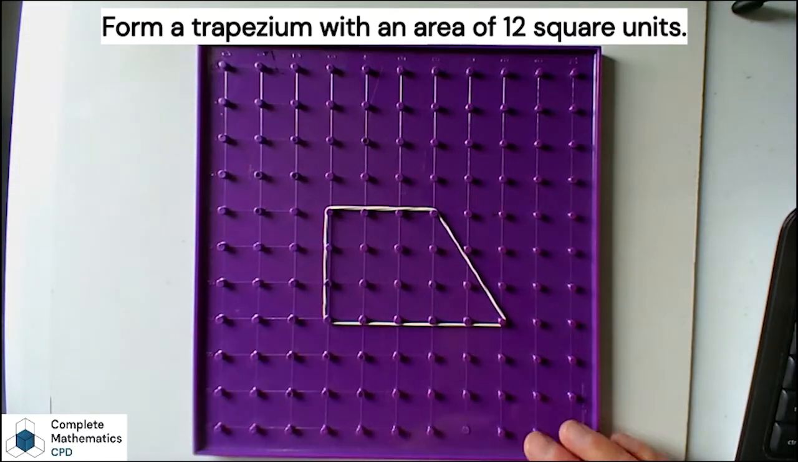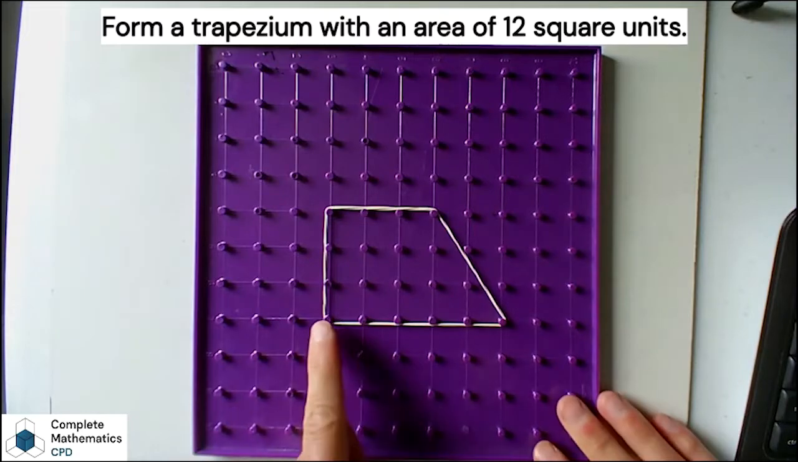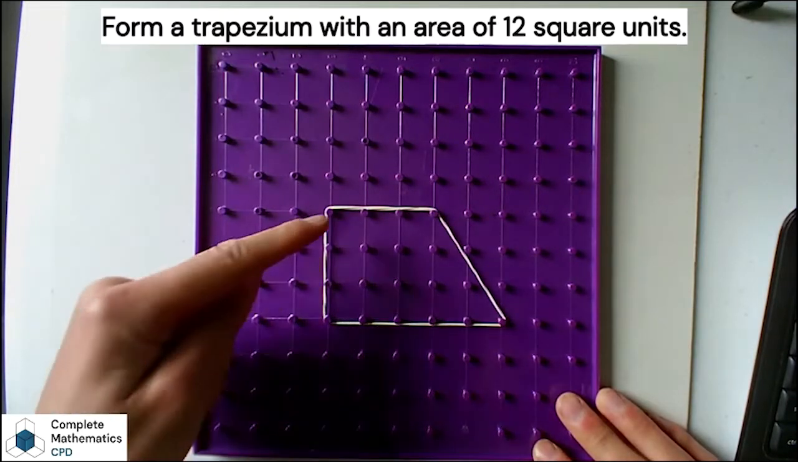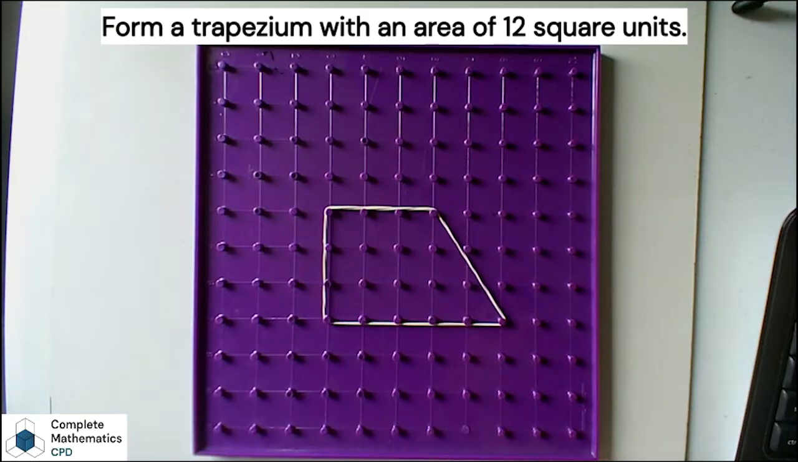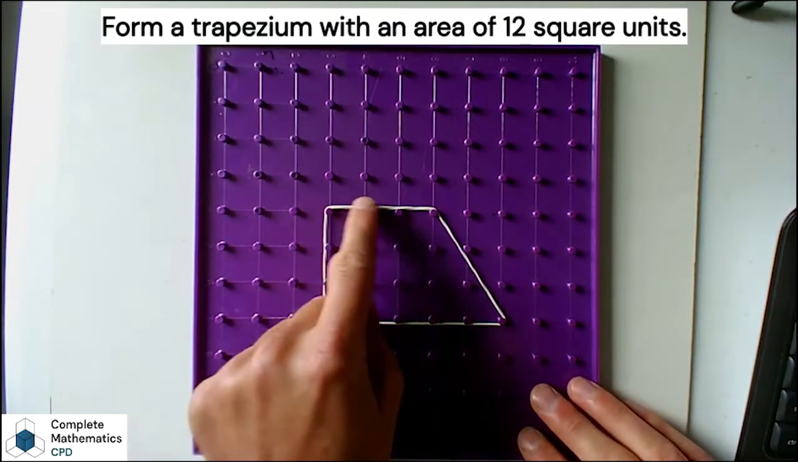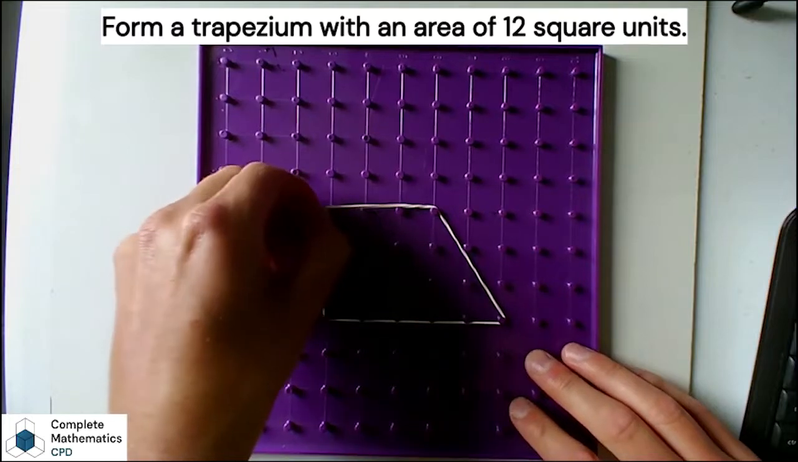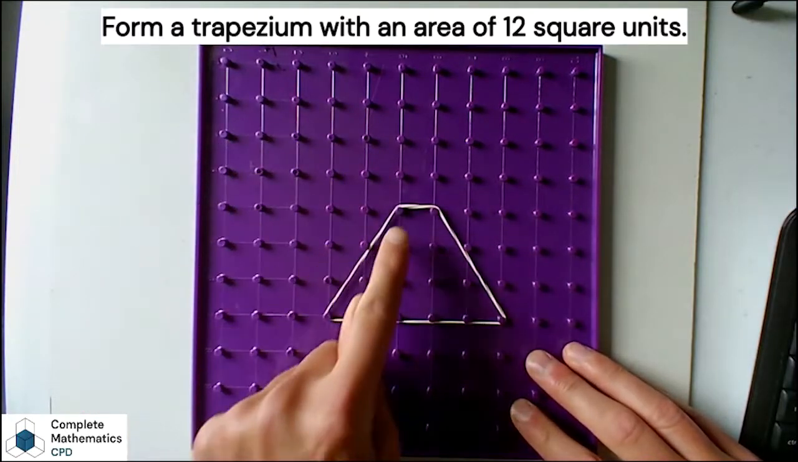And they can work that out because they know how to calculate the area of a trapezium. They can do the 5 plus 3 is 8. 8 times 3 is 24. Divide by 2 is still 12. Let's adjust it again. So let's reduce this parallel side by 2 now, say. So let's go to there.